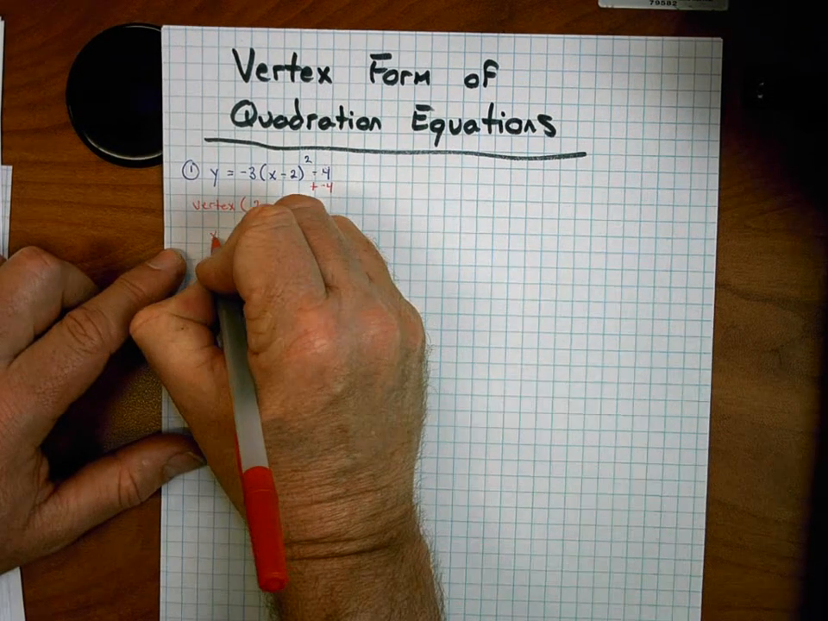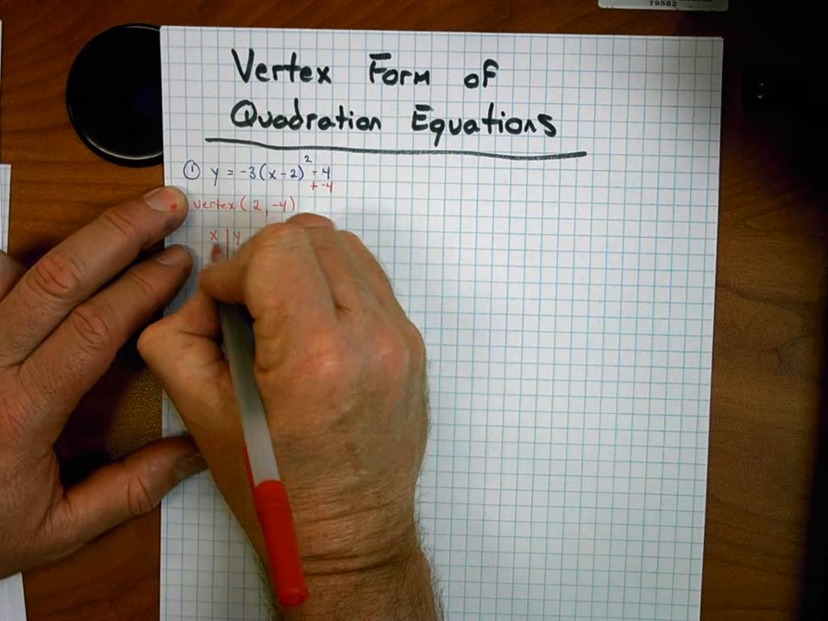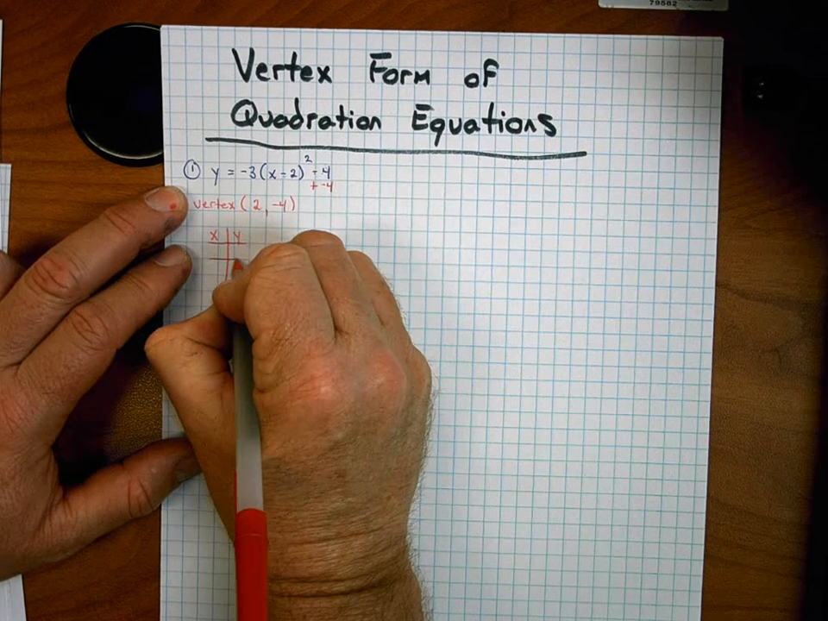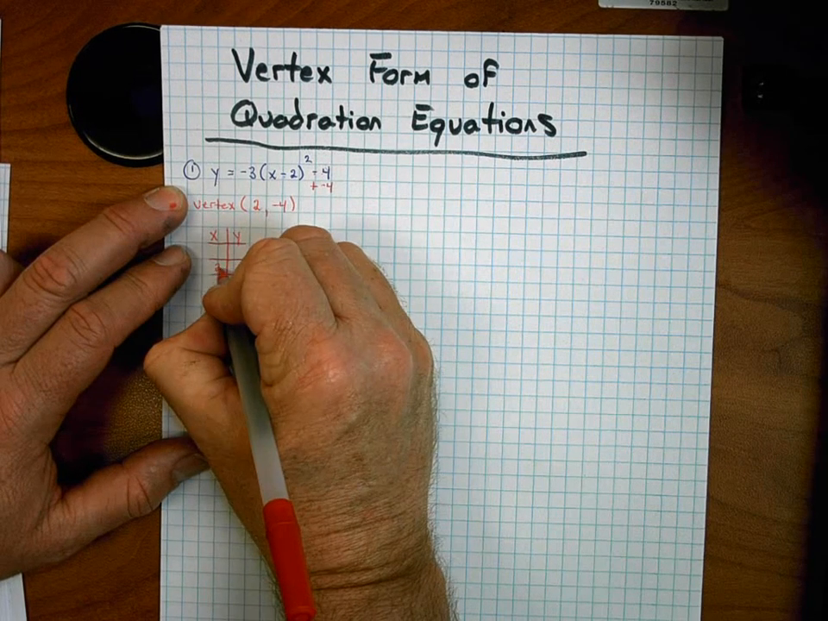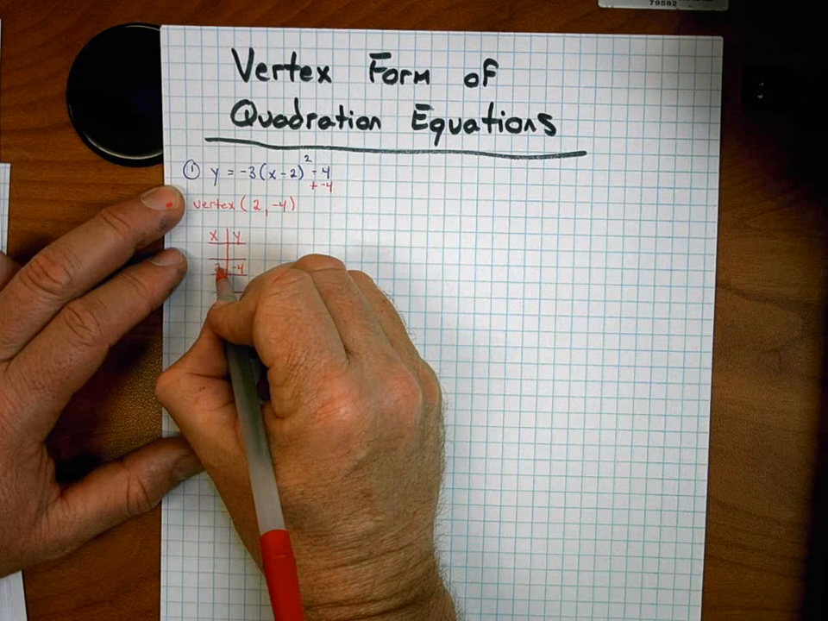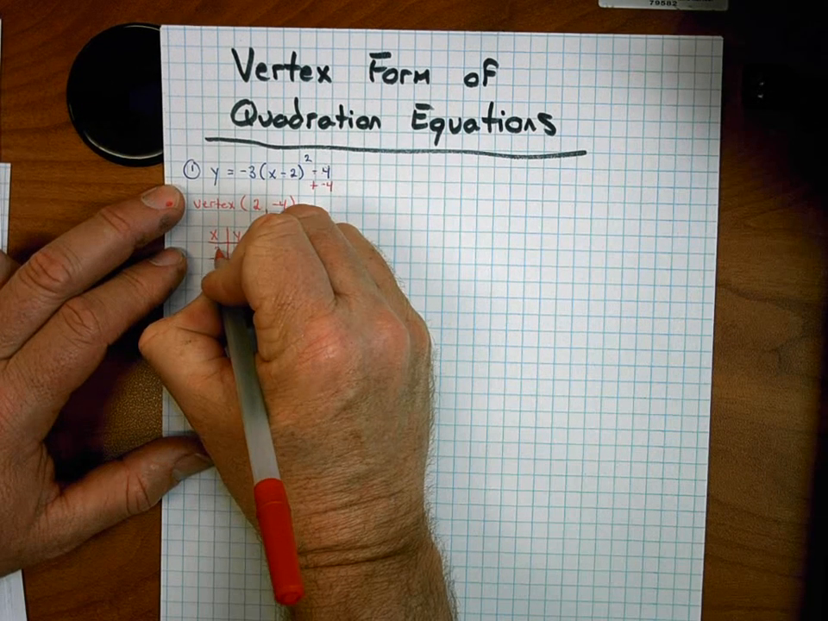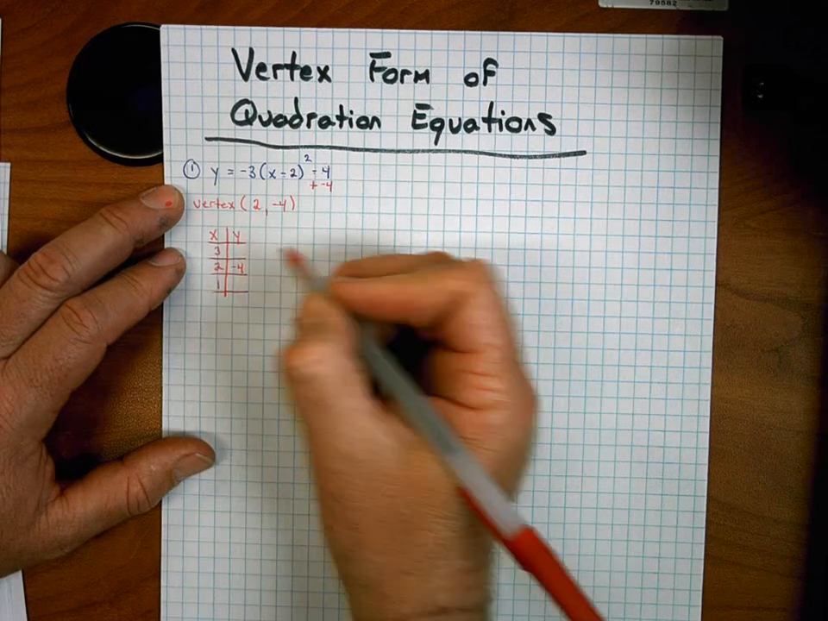Okay, now once I have my vertex, I'm going to make a table. My table is going to have 3 values in it. And remember, the middle value for your table is always going to be your vertex, which is going to be the coordinates 2, -4. Then you're going to pick an x value, one above the vertex is x, which would be 3, and one below, which would be 1.